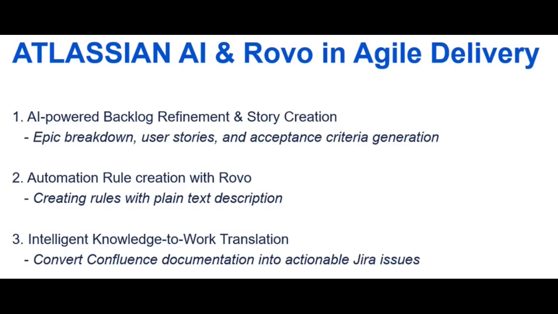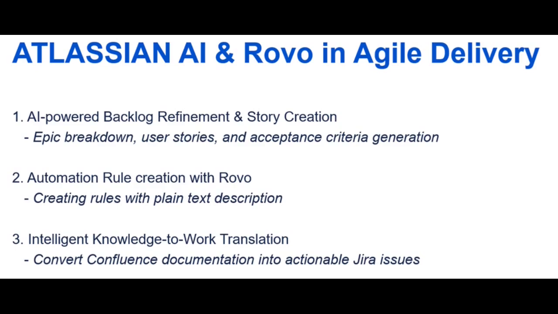In today's agile environments, teams are not short of tools or data, but they're often short of time, clarity, and shared context. Backlogs grow faster than we can refine them. Documentation lives in silos, and valuable knowledge frequently gets lost between strategy and execution.